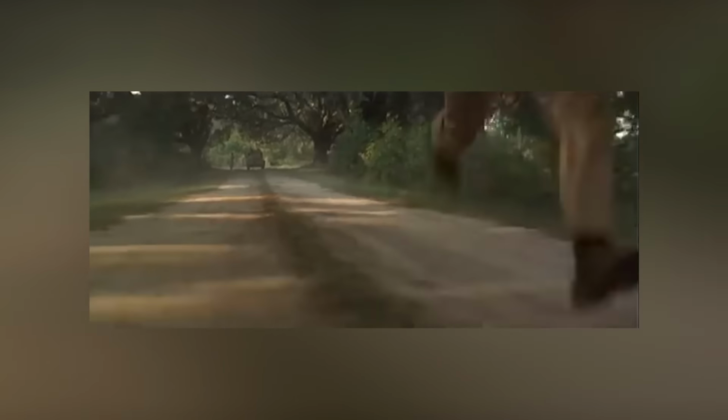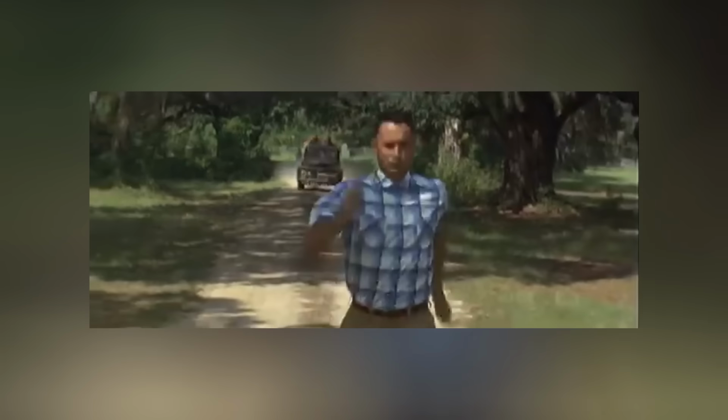For the shot when Forrest is being chased by some guys in a truck, the director wanted the truck to be right close up to Tom.